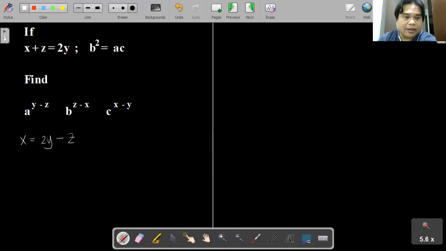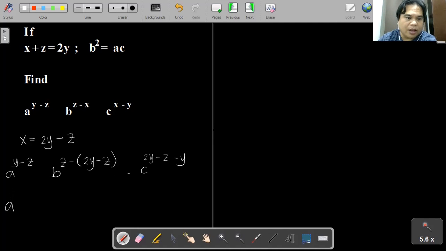Okay, and then after that, all I need to do is substitute the values. I now have b to the power of z minus x, and I have already expressed x as 2y minus z. So instead of just writing x, you now have 2y minus z. And then again multiplied by c to the power of x. You now have x expressed in terms of y and z, so this becomes 2y minus z minus y. Okay, and then further evaluate.